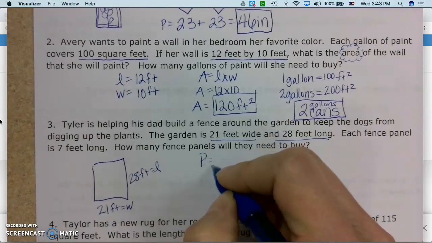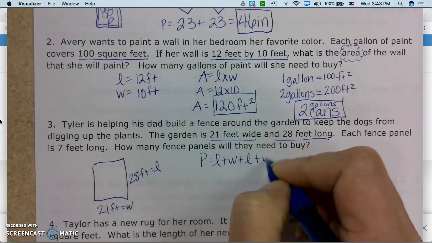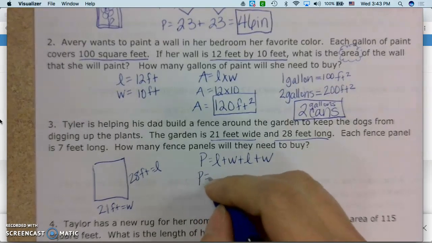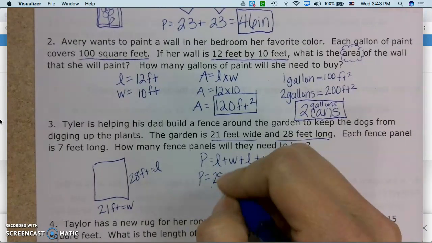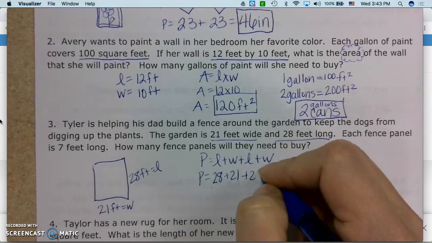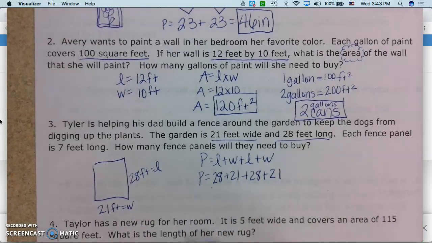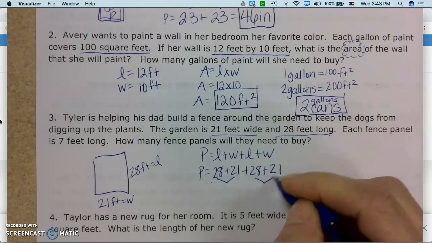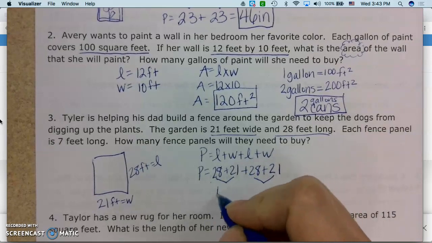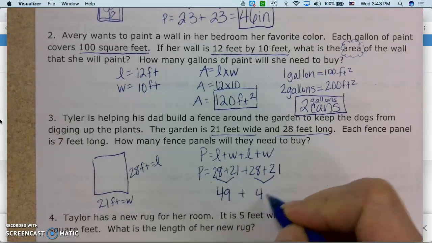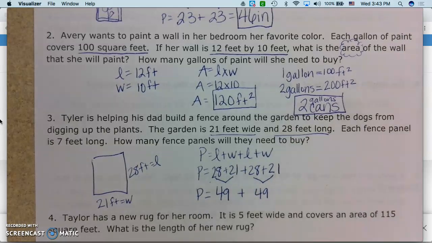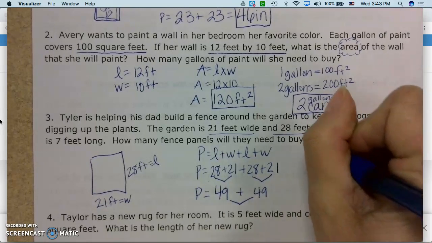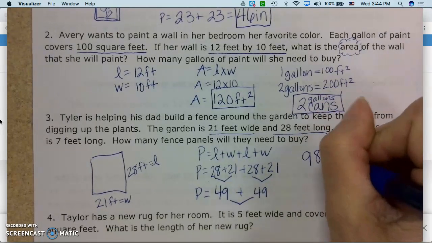And perimeter formula is length plus width plus length plus width. So substitute in the things that you know. We don't know the perimeter. And addition is commutative. So you can change the order. You can add these up in any order. I like to just put these together, and then I already know what these two add up to be. So 28 plus 21 is 49. And then when you add those two together, you get 98 feet for the perimeter.